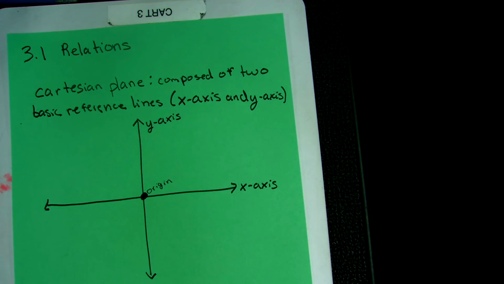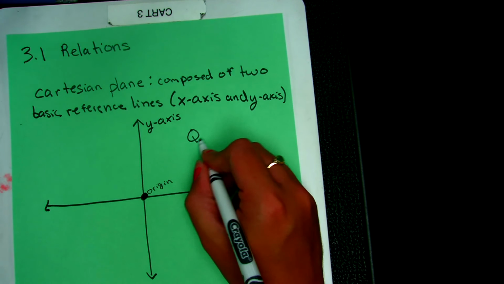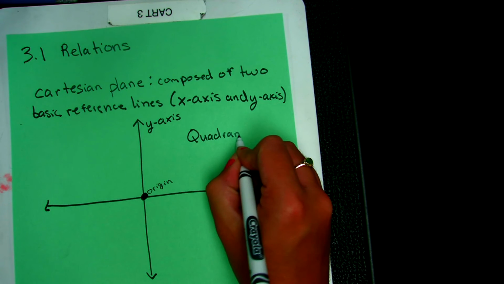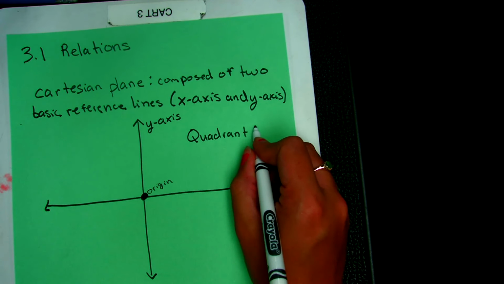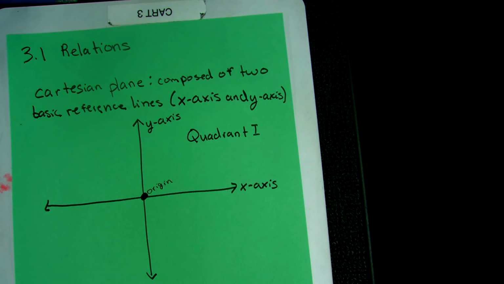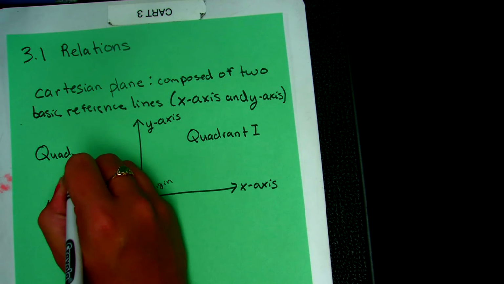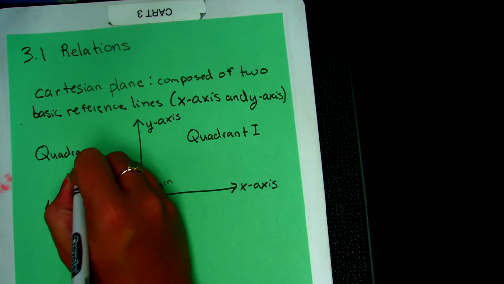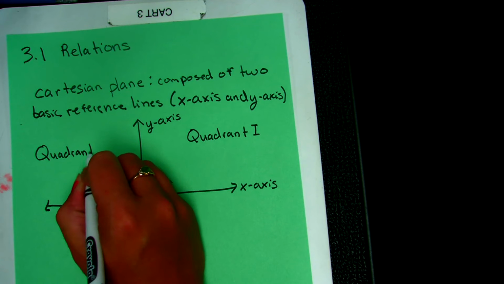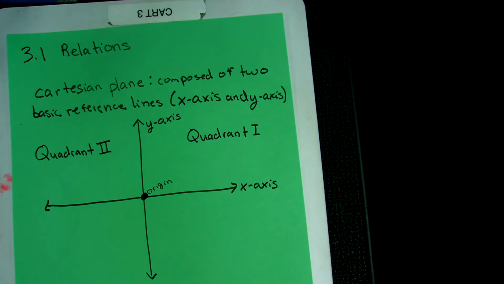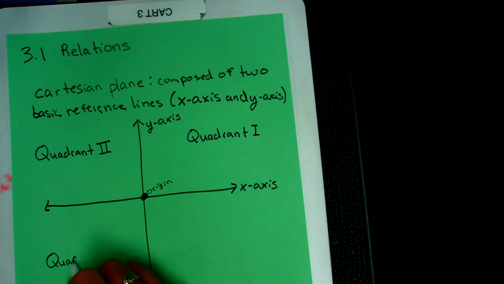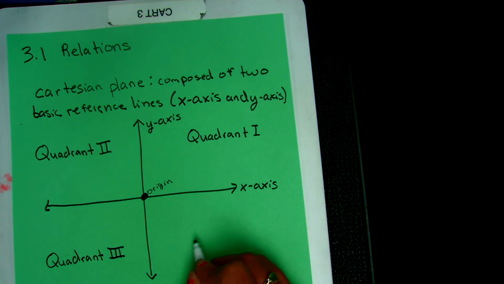And then our four quadrants start in the upper right-hand corner, so quadrant 1. And then we go counterclockwise, and we're going to use Roman numerals. So quadrant 2 is in the upper left, and we use a Roman numeral 2. And then lower left is quadrant 3. And then lower right is quadrant 4.